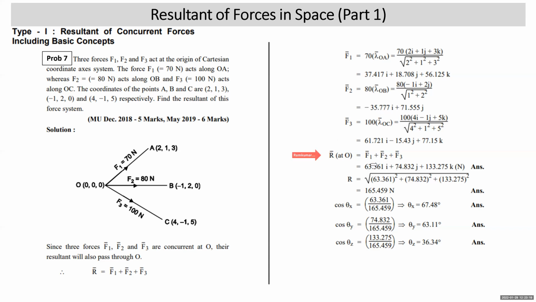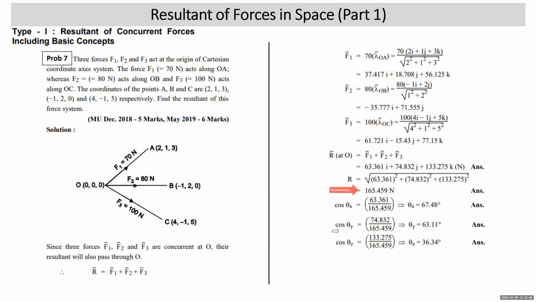R bar at O is F1 bar plus F2 bar plus F3 bar. F1, F2, F3 are ready in vector form. When you add them up, the i, j, k coefficients will be added up. So finally, you get the resultant in vector form like this. If you want to find the magnitude of the resultant, as it is required in the sum, it is square root of fx square plus fy square plus fz square. So you get the resultant.